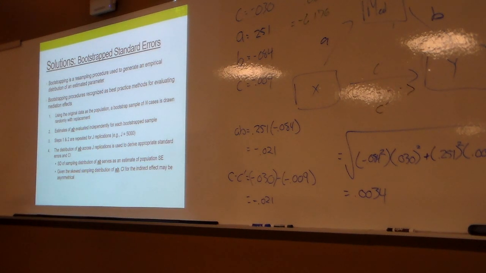And now what I've got is a distribution of AB that I can use to calculate my standard error. Because remember, my standard error is just the standard deviation of my sampling distribution. So I create my own sampling distribution based on the data that I have, drawing samples with replacement, and then based on my empirical distribution, I can create my own standard errors and my own confidence intervals and account for the asymmetry of that sampling distribution based on the data that I've created.